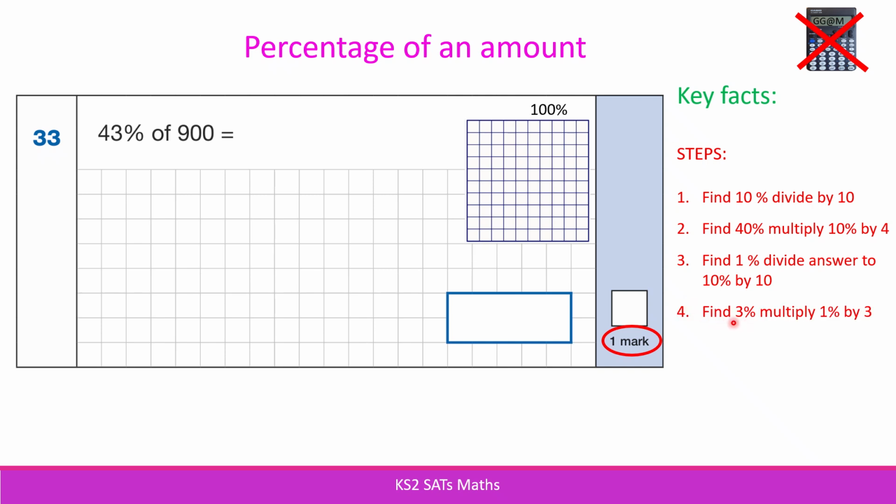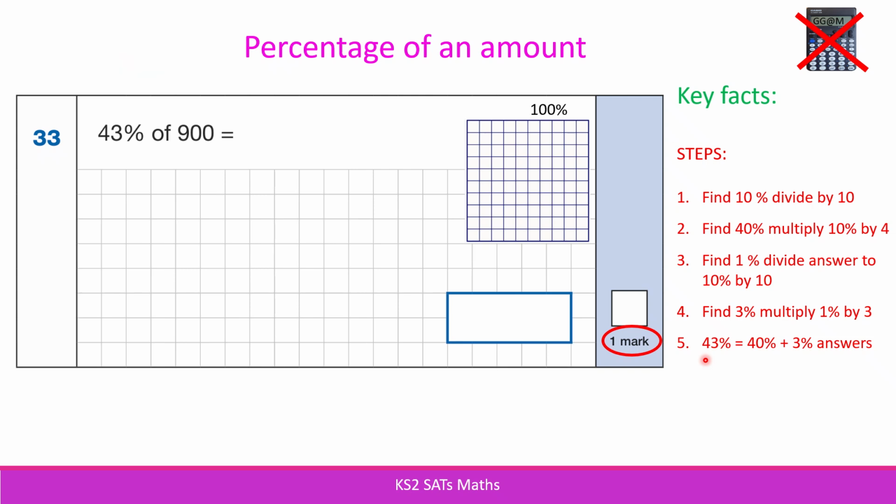Then we need to work out 3% because we've got 43%. If I know 1 square value, if I multiply that by 3, that will give me 3%. So that's multiplying the 1% answer by 3. Then to find 43%, you take your 40% that you've worked out plus your 3% together, and that will give you 43%. Press pause, have a go at working out the answer, and then press play when you're ready to hear the answer.